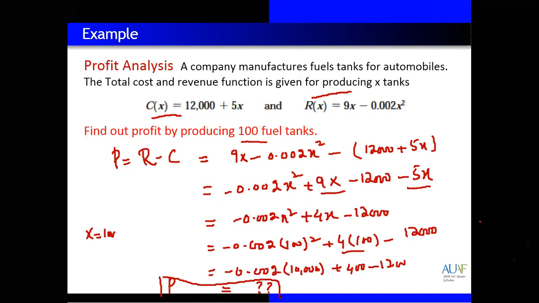So this is an example of subtraction of two functions. How you can subtract: profit is equal to revenue minus cost. Okay, great, excellent. Now next, if we have two functions and you want to multiply or divide these two functions, there will be some video. So the result will be the profit for producing 100 fuel tanks.